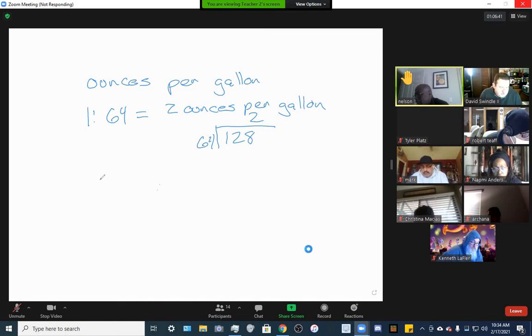16 ounces to 1 pint. Yep. Forget about the 1 pint. That's just telling you what that unit of measure is. All right, 16 ounces is a pint.